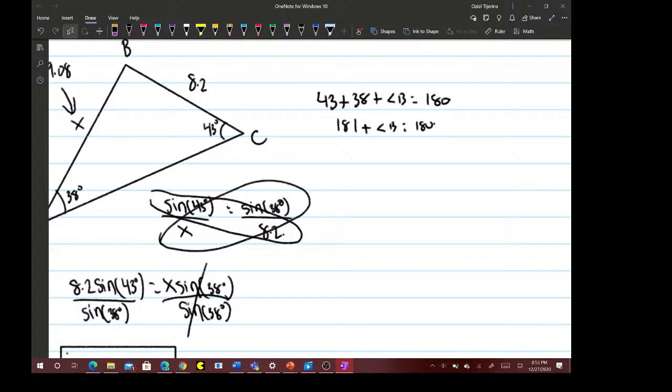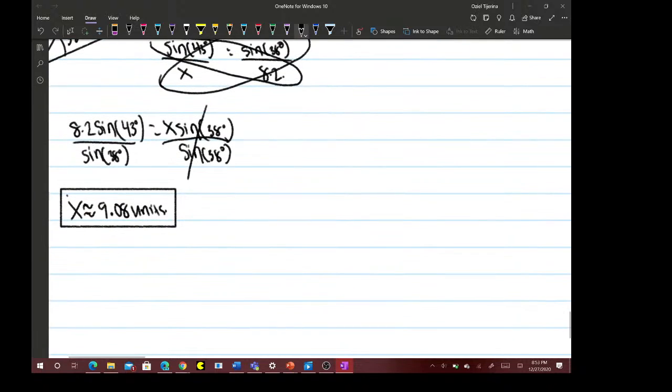Actually, let me see. Oh, my bad. What's 43 plus 38? 81, excuse me. This is 81, not 181. 81 plus angle B equals 180. Okay, so then you would subtract 81 on both sides, and you get 99 degrees is equal to angle B. So angle B equals 99 degrees, and that would be your answer for that one.